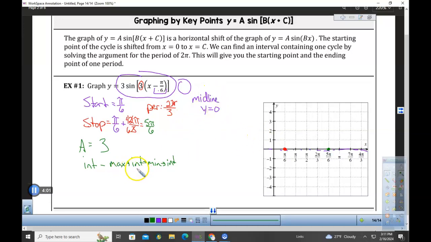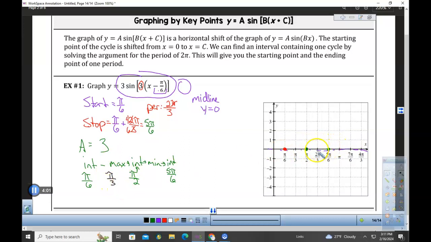Well, this intercept's right in the middle, right? So what's in the middle of pi over 6 and 5 pi over 6? And we can use our graph to help. What point is right in the middle? Well, it's going to be pi over 2. Now my max is going to occur in between my two intercepts, right in the middle. So when I look at my graph, that's going to be pi over 3.